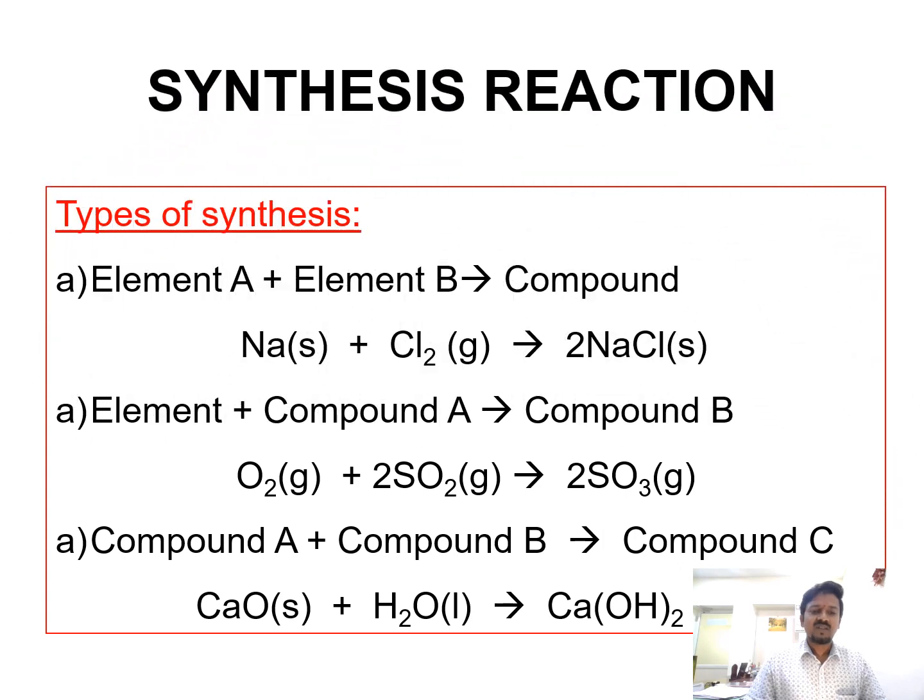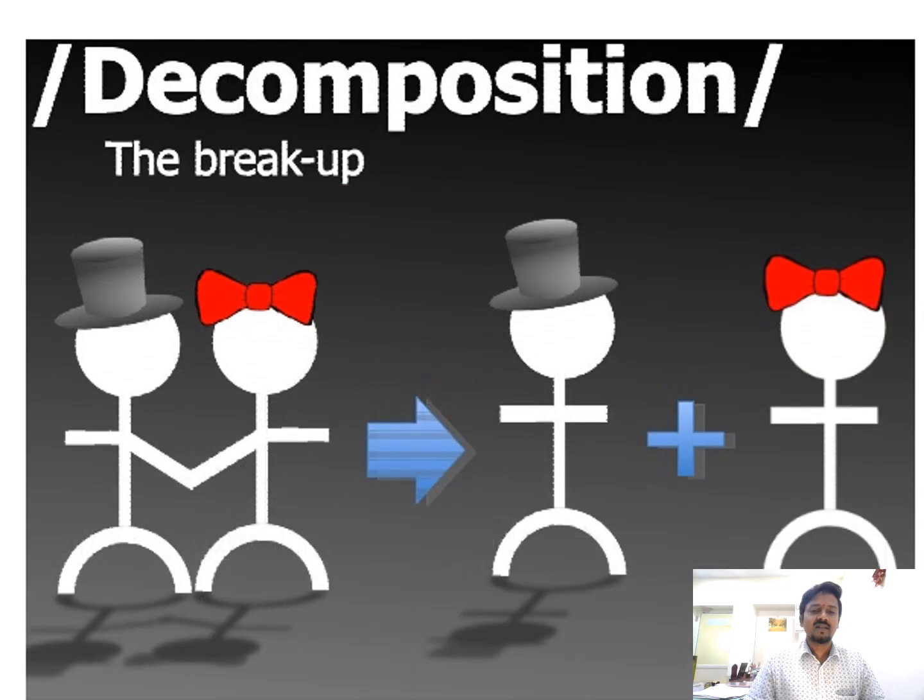The types of synthesis reactions are where element A and element B react together to form a compound, or an element plus a compound reacts to form compound B. Then compound A and compound B will react to form a compound C. These are the internal types of synthesis reaction.